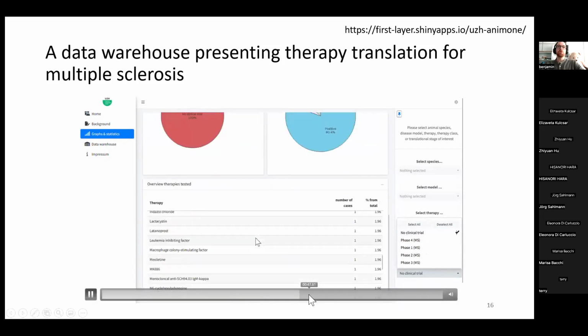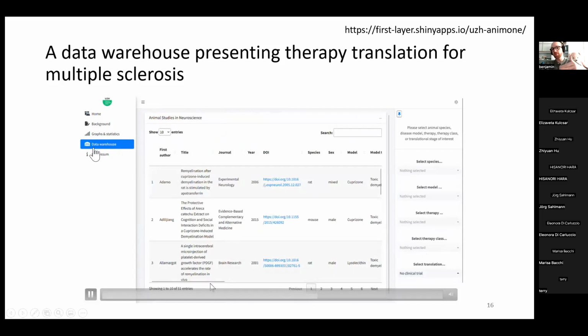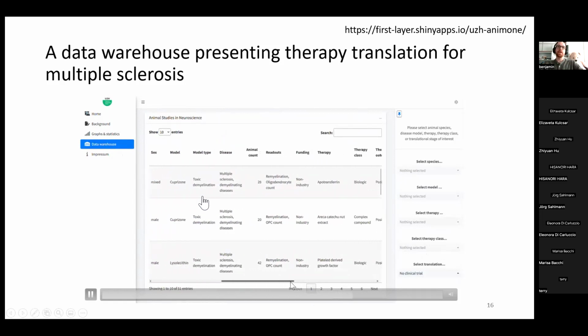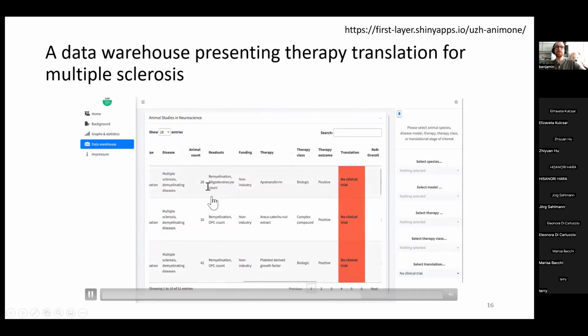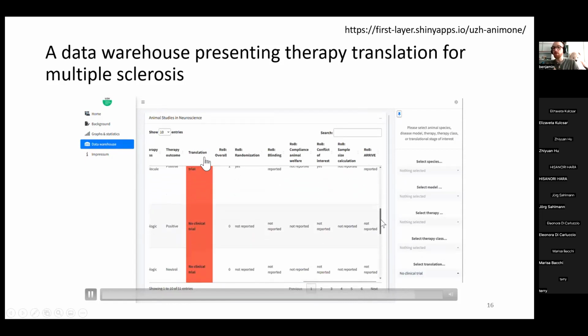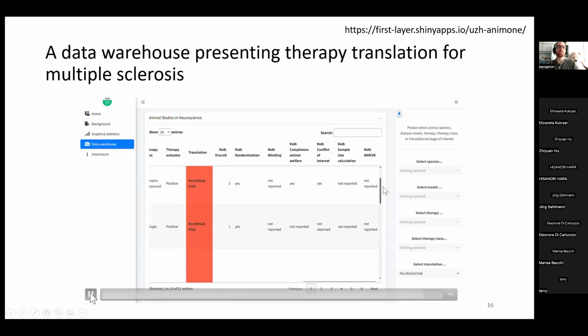And then you could also go to the data warehouse where each individual study, so this will be hundreds of thousands of studies, is listed per row, and you have metadata linked to the full text of the study: which animal has been used in the study, how many animals have been used, which therapy has been tested, what the outcome of the study was, what the overall quality of these studies is, and whether it has been translated or not. And this is work in progress, but I still wanted to share this pilot data warehouse with you.